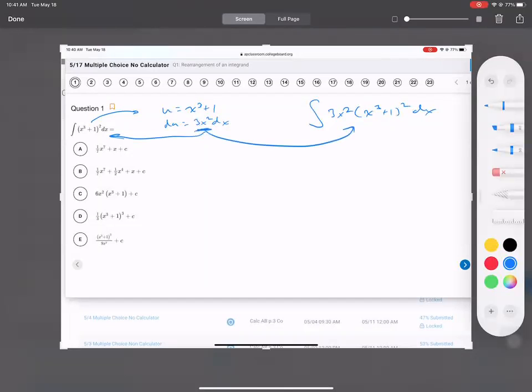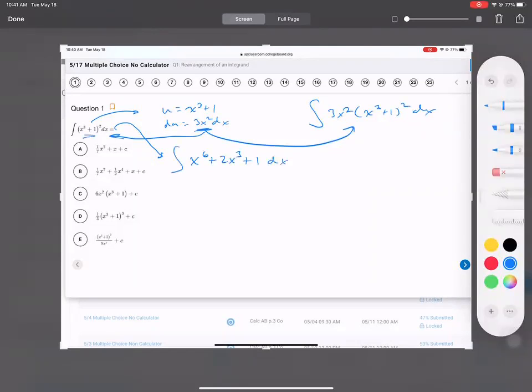But as you can see, there is no value of 3x squared in the front. So this one is actually a problem where we just multiply out. It's simple enough that we can just square it. So if I just square this, it would have been x to the 6 plus 2x cubed plus 1.